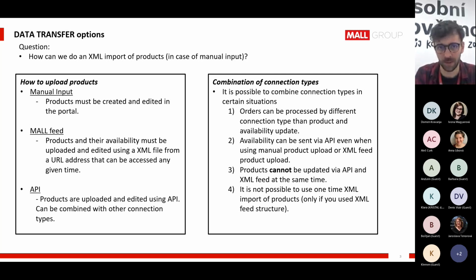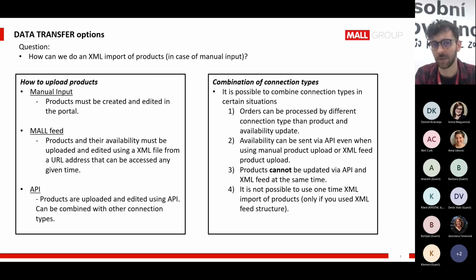What is also possible, and you can do that, is a combination of connection types, but it is only possible in certain situations. Imagine the product data and order data as two separate flows, and for each of those you can choose its own connection type. So for products, and by products I mean not only product data but also availability, you can choose the options on the left. And for orders, you can either work with them manually in the portal.